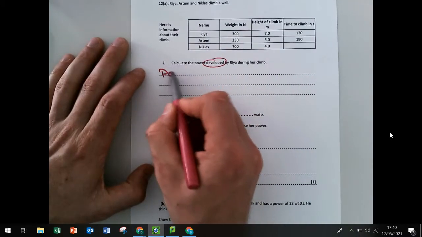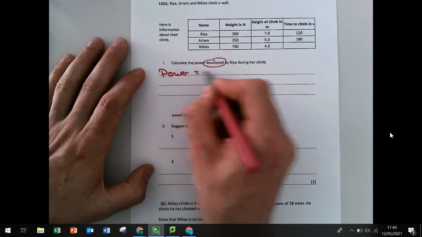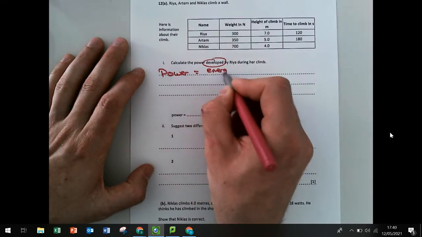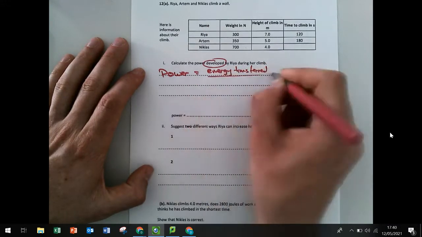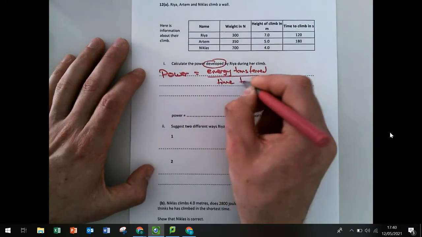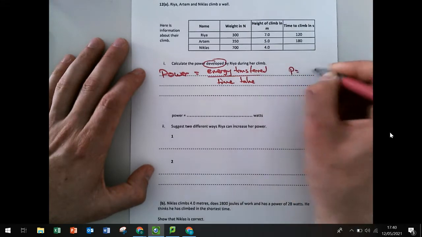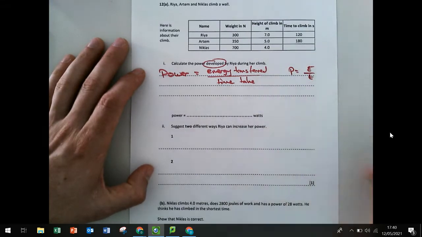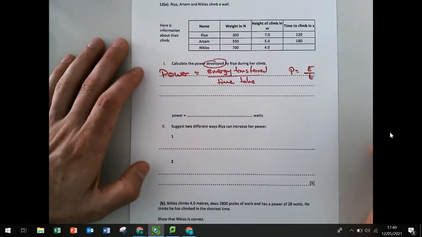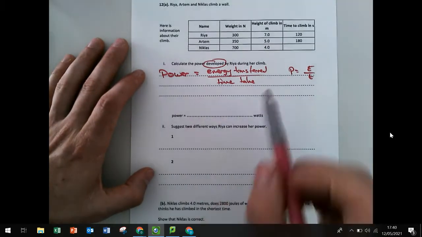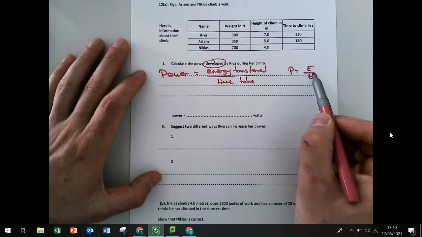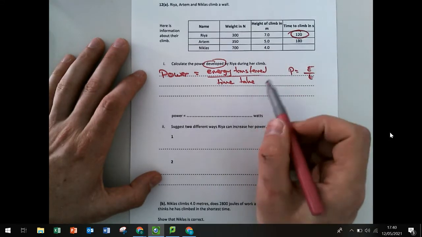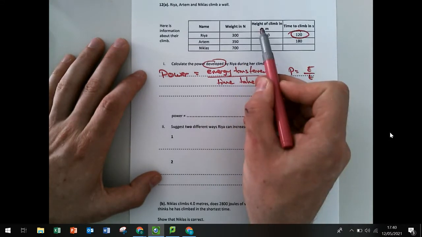So obviously we need to write down what power equals. It's energy transferred divided by time taken, or energy divided by time. You could just write the simple equation down if it's a calculation. So have we got this information? Well, we haven't actually got energy straight away. We've got the time, that's great, but we've got the weight and we've got the height.